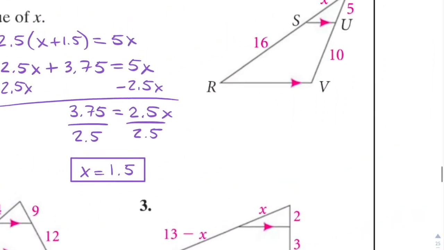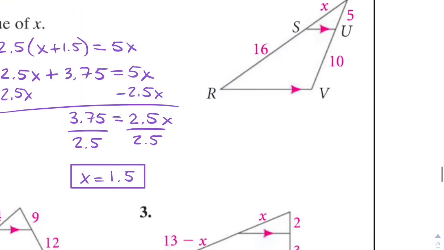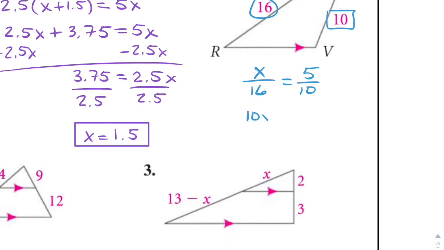All right, let's do another one. This one should be hopefully a little bit easier, a little bit quicker. X over 16 equals 5 over 10. So we're doing x is to 16 as 5 is to 10. Find the cross products. 10x equals 80. Divided by 10, x equals 8.